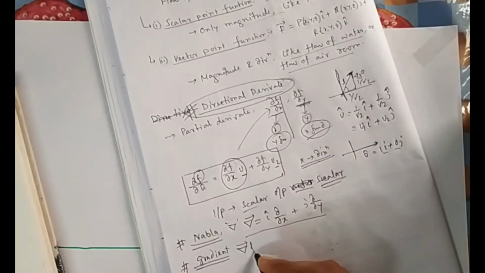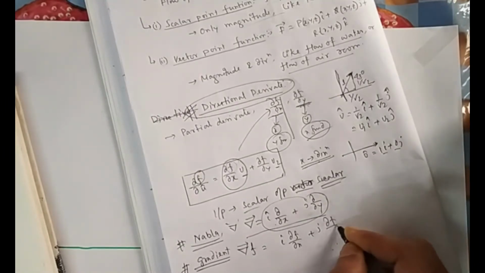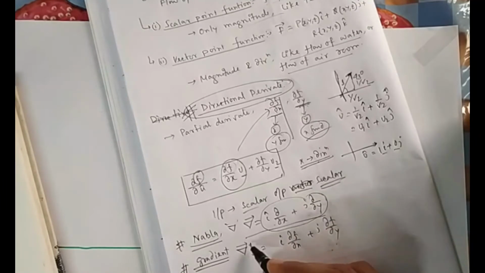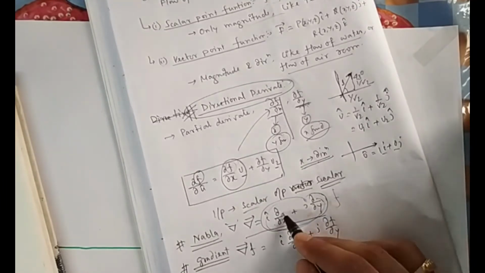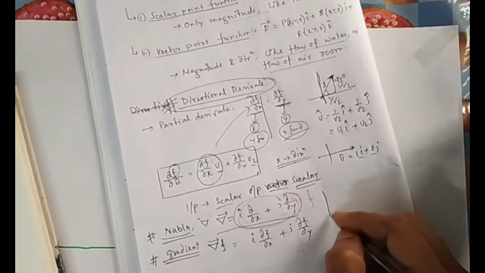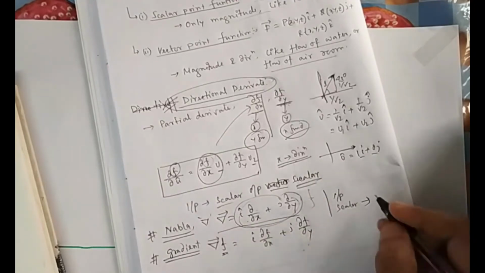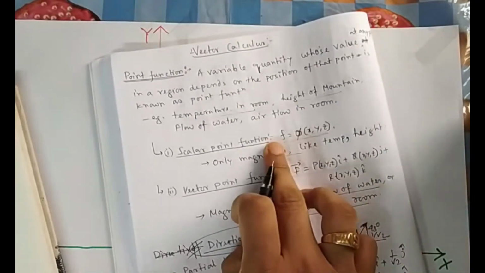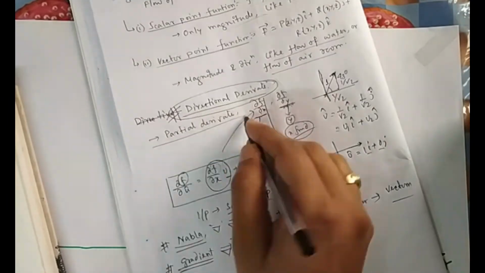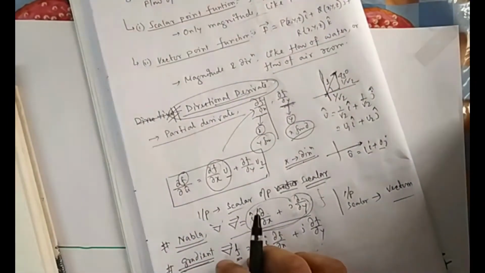Gradient means nabla of a scalar: del f by del x i, del f by del y j. You are not multiplying, you are applying this operator on f. So f will come here, f will also come here. Here the input is scalar, and because you are giving a scalar, the output is a vector. You can remember there was the scalar point function, temperature and height I was talking about. In a scalar function you have two things, one is partial derivative, one is gradient. Like in vector also you will have two things, divergence and curl.